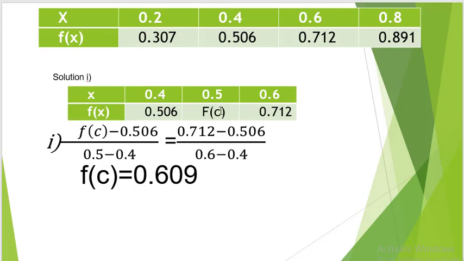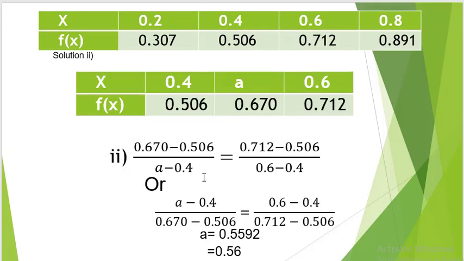Now let us see what we are to do. f of c, that is the functional value, minus 0.506 over 0.5 minus 0.4 is equal to 0.712 minus 0.506 all over 0.6 minus 0.5, which is what I've written here. That is change in y over change in x is equal to change in y over change in x. When you simplify that and make f of c the subject, you're going to come up with the answer 0.609. Let's go to Roman 2.